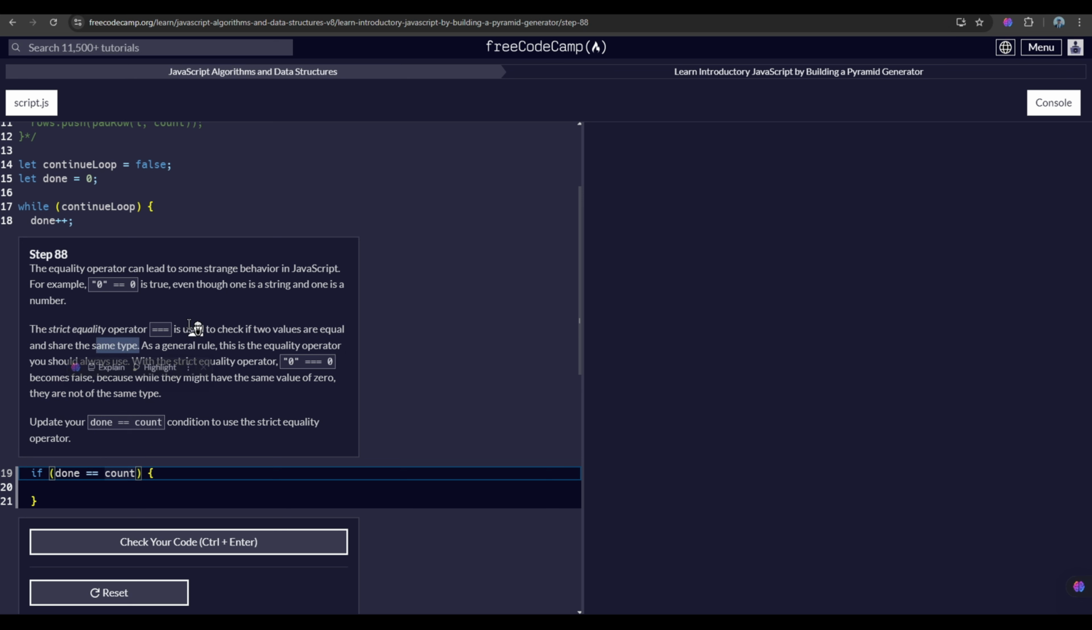The same type means, in this one, that this is an integer and this is a string value. So as a general rule, this is the equality operator you should always use, the strict equality operator. Because with the strict equality operator, the example of a string value of 0 and an integer value of 0 becomes false, because while they might have the same value of 0, they are not the same type.